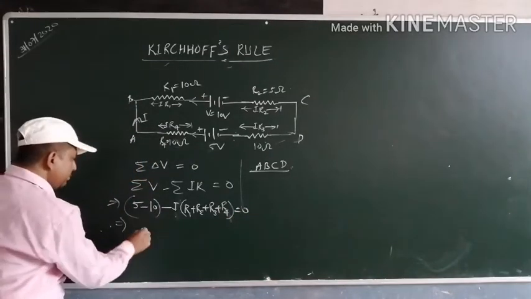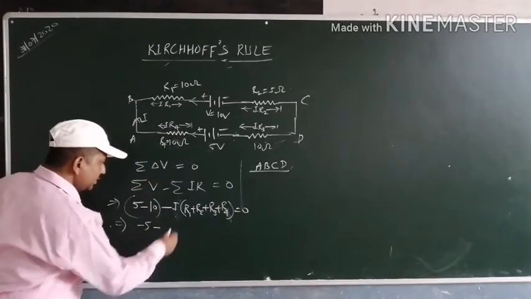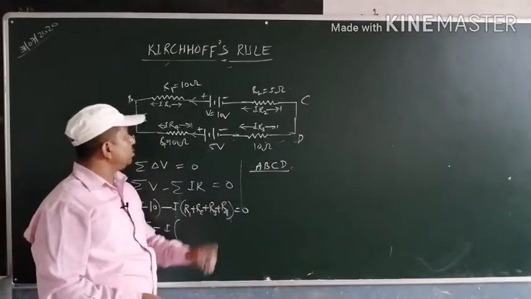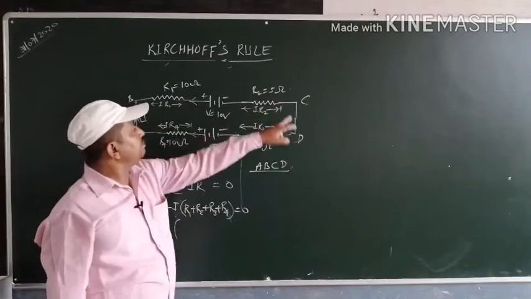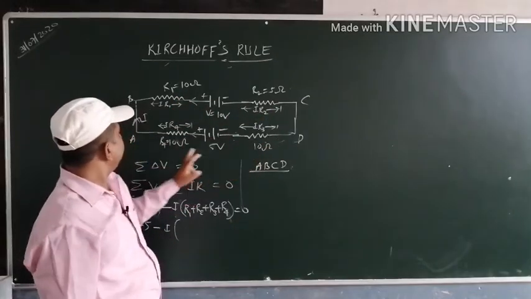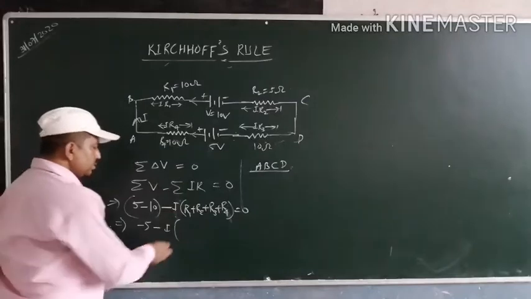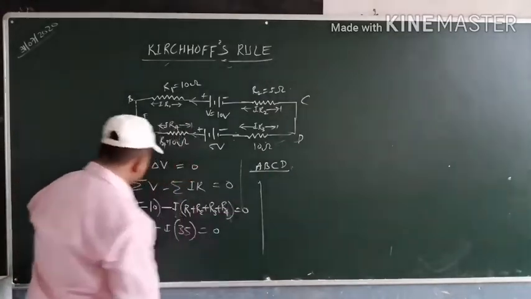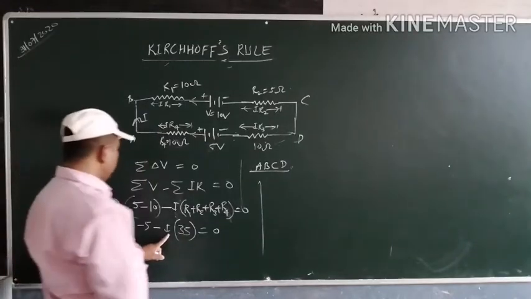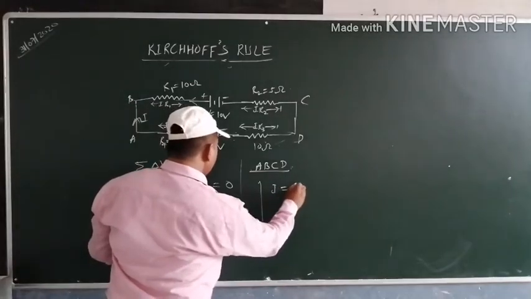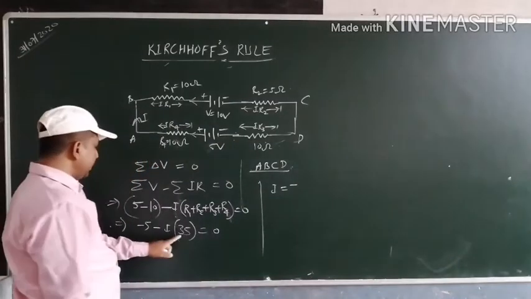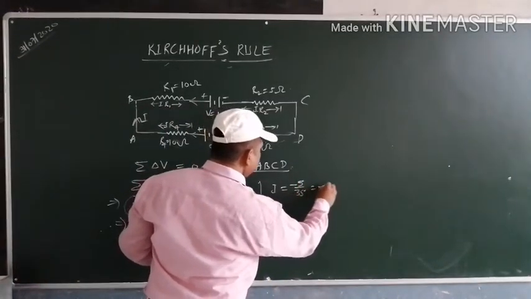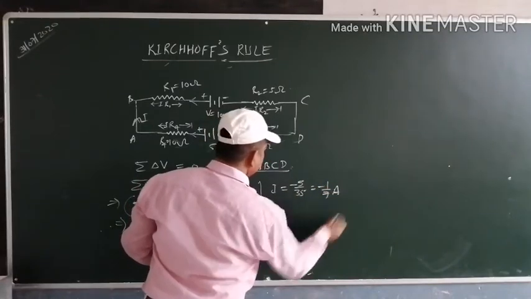So from here we get minus 5 minus I into, if we put the values of R1, R2, R3, R4 here, then 10, 5, 15 and 10, 25 and 10, 35. So this will be 35, equal to 0. Then what will be the value of I? The value of I will be equal to minus 5 by 35. It means minus 1 by 7 ampere.